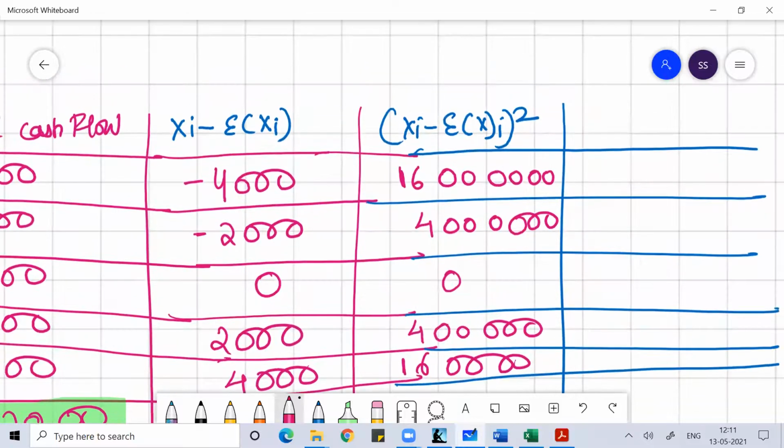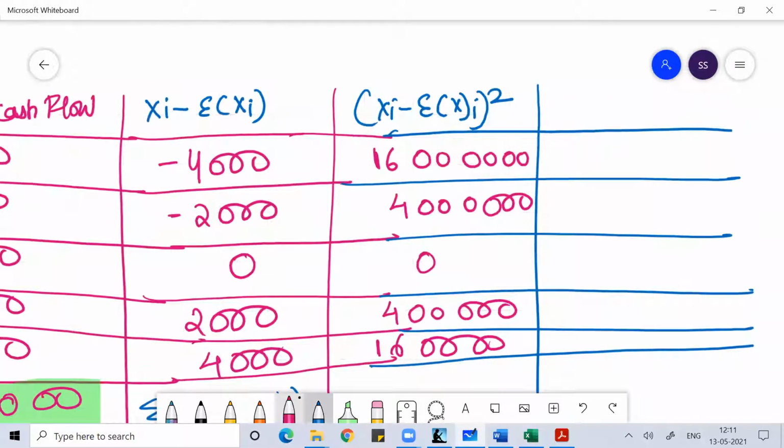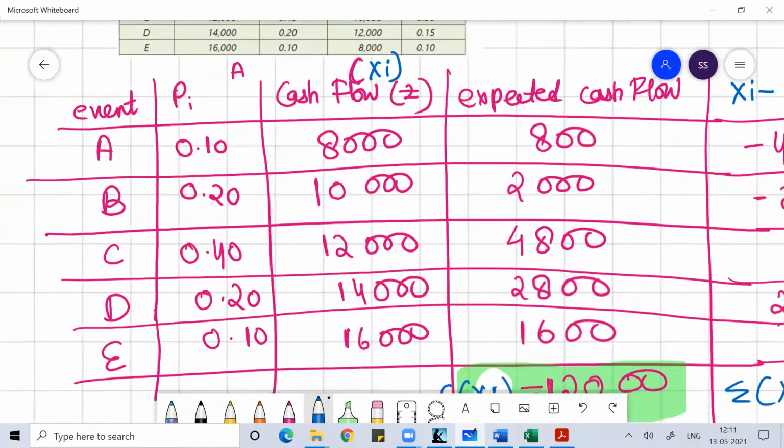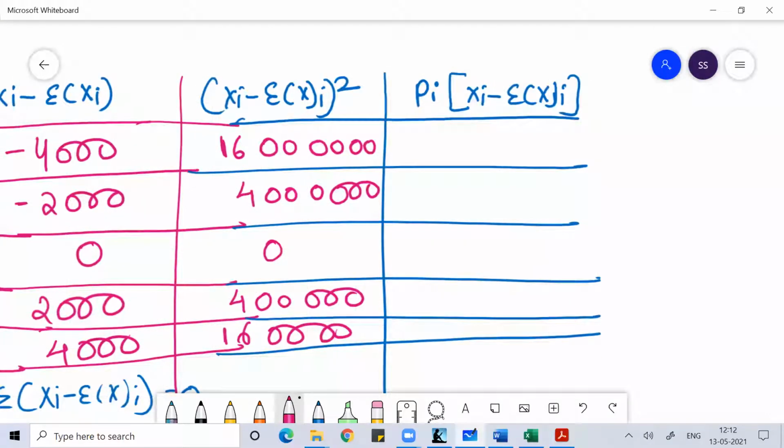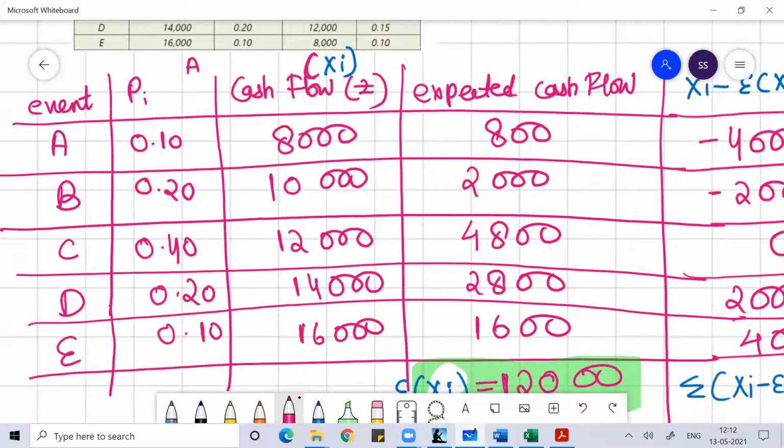Once you get this value, now multiply probability with this xi minus E(xi) squared. So 16 into 10 to the power 6 into 0.1 means 16 and then 5 zeros. Then 4 into 10 to the power 6 into 0.2.